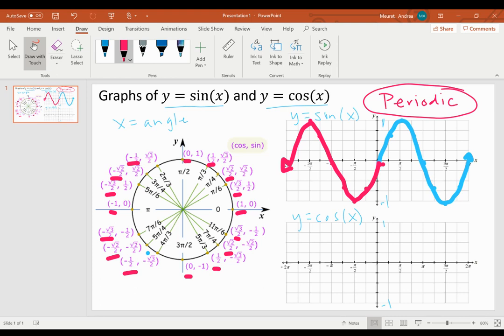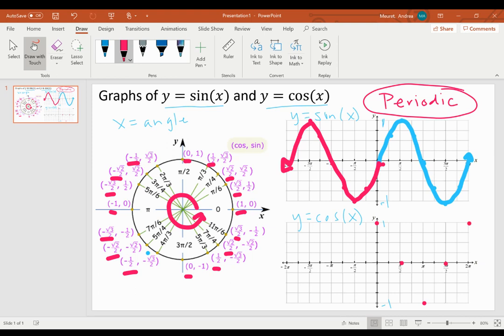I'll do the same thing in that I'll start at the cosine of 0. Well, the cosine of 0 is actually 1. So this is a point up here. And then the cosine of pi over 2 is 0. The cosine of pi is negative 1. The cosine of 3 pi over 2 is 0. And the cosine of 2 pi, so all the way around the circle, the cosine is 1.